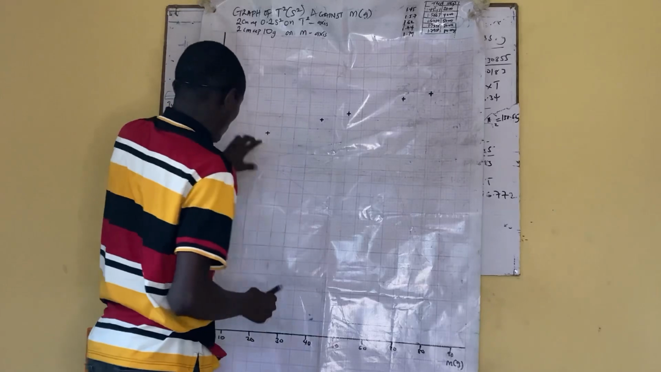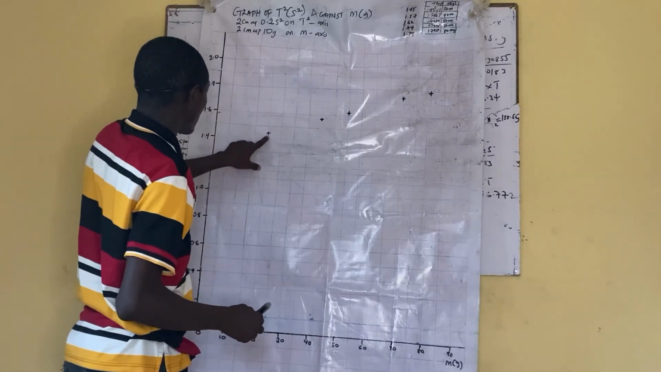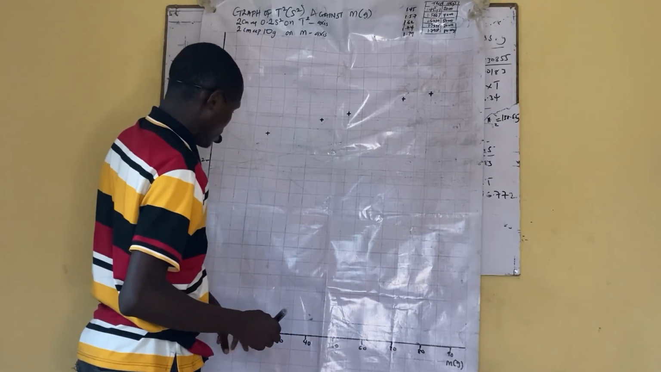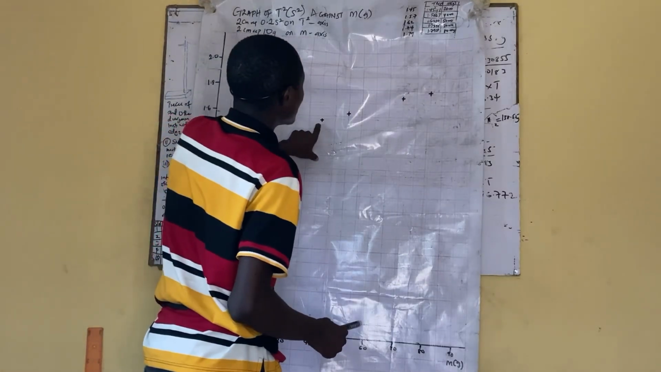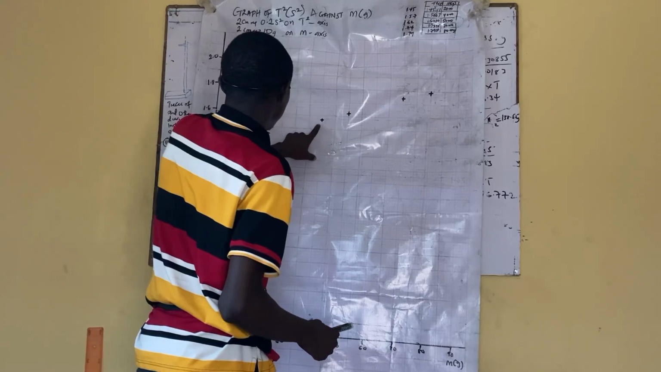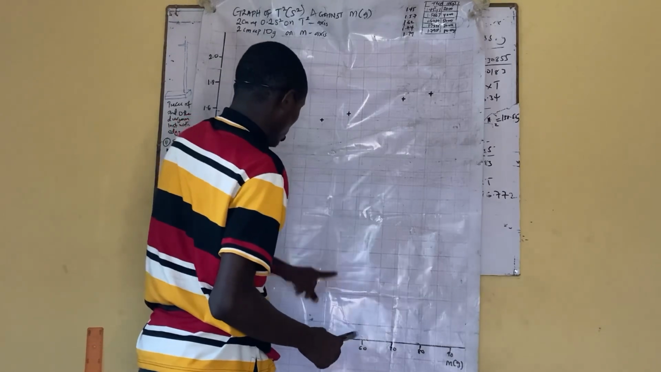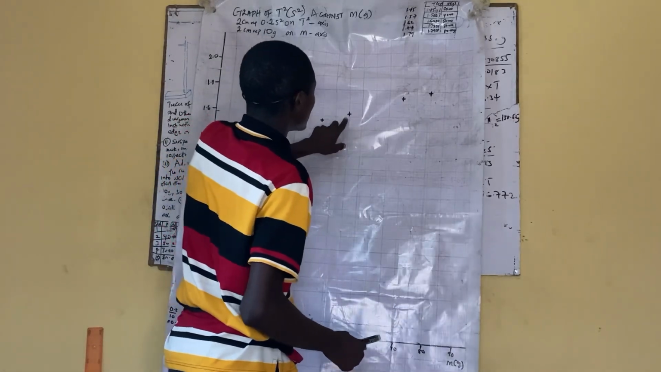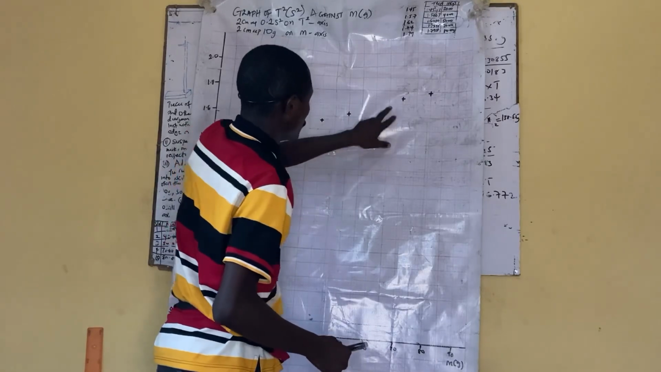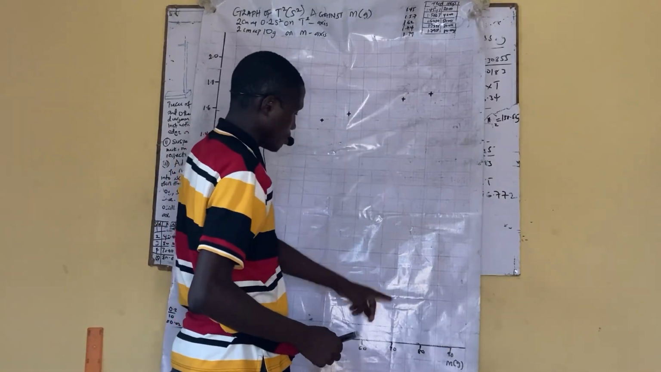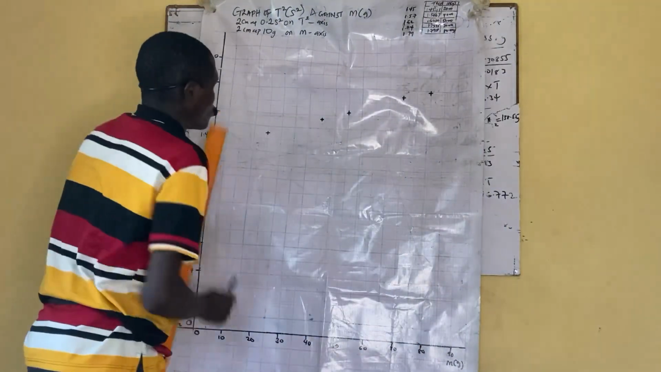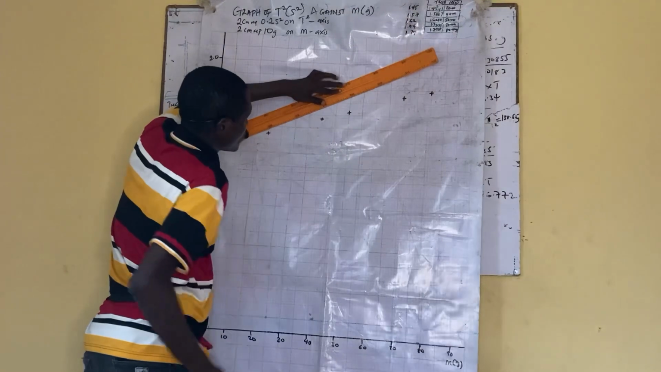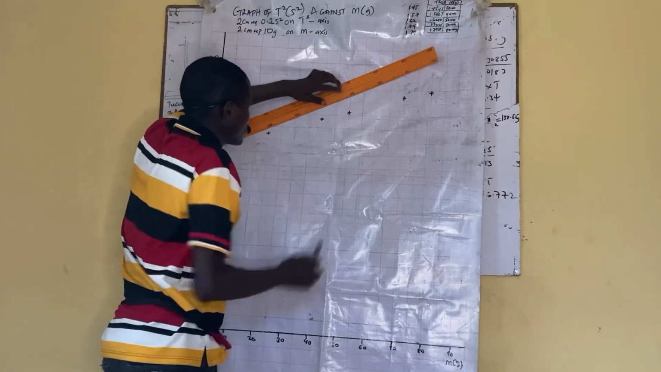So you can see 20 against 1.45. 40 against what? Against 1.57. This one against what? 1.62 against 50, and so on and so forth. 1.74 against what? 70, and so on and so forth. Now let's draw what? The slope. Let's draw the gradient itself.